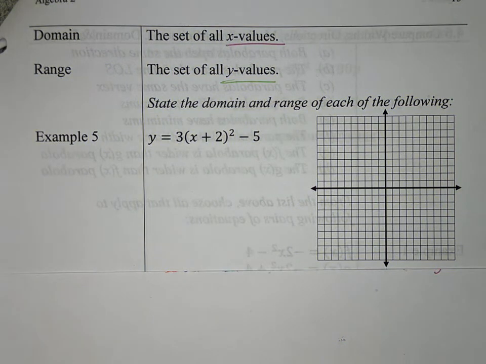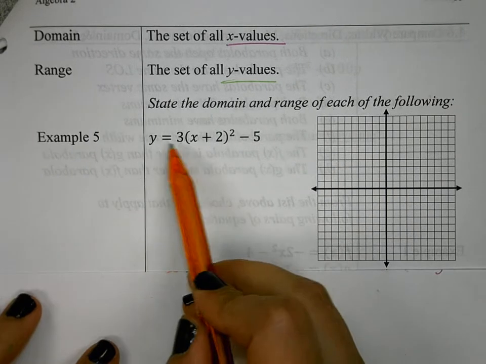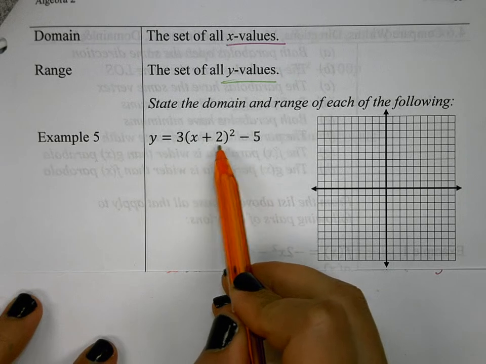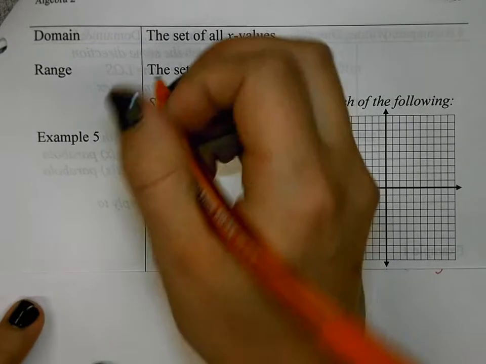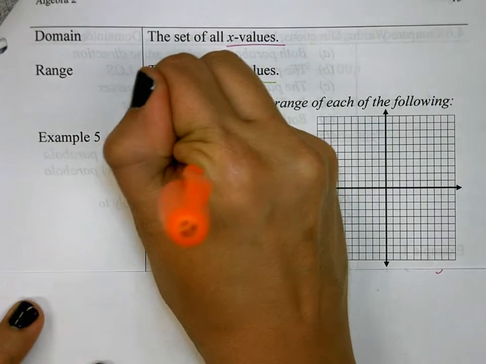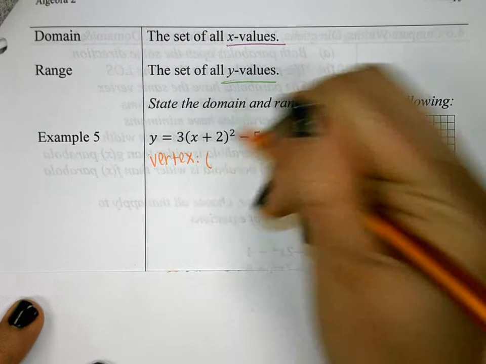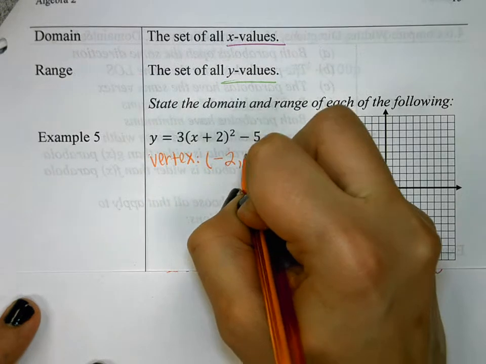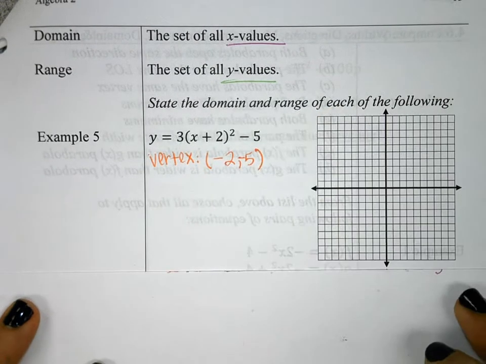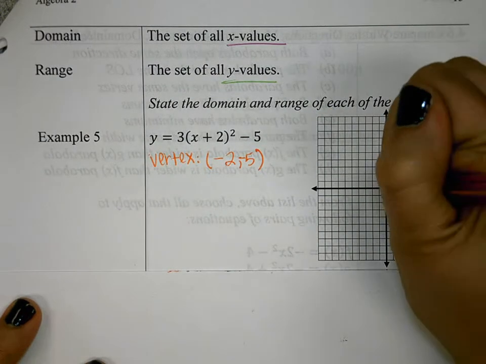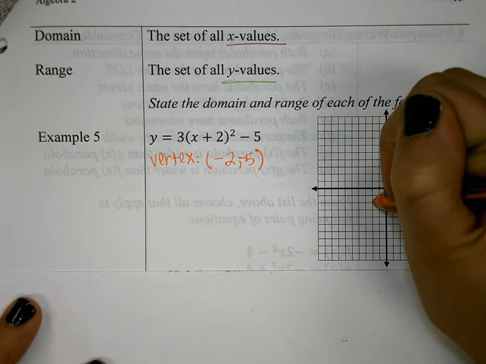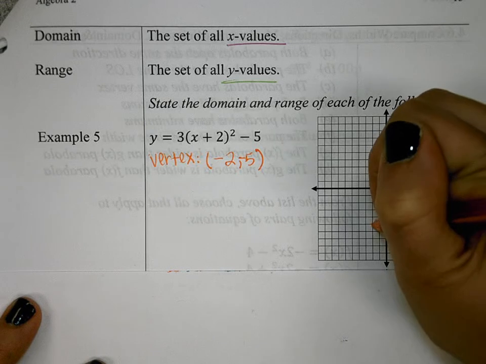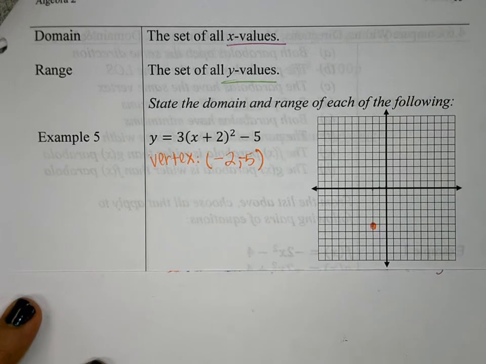So example 5, we have y equals 3 times x plus 2 squared minus 5. So we're going to graph this just like we've been doing the whole time. So we start with the vertex. My vertex here is -2, -5. So let's graph that. That's at -2, and down 1, 2, 3, 4, 5. So my vertex is here.